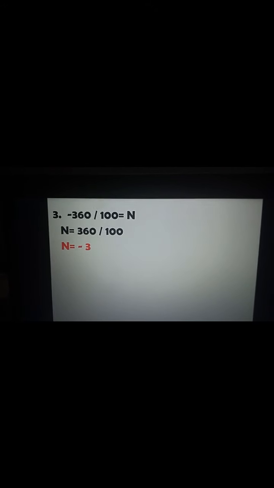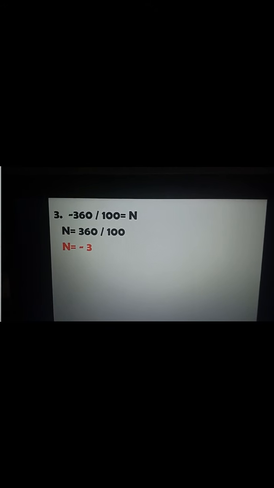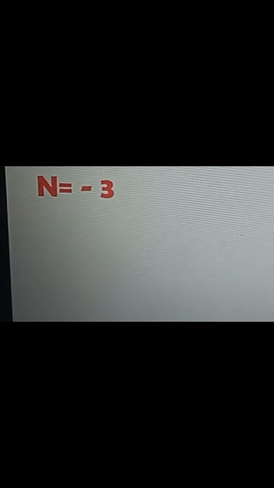Problem number 3. Negative 360 divided by 100 is equal to n. As we can see again, this is dividing integers. First, find the absolute value. The absolute value of negative 360 and 100 is 360 and 100. Copy the division sign. To find the quotient, we must divide the two numbers. 360 divided by 100, the answer is 3.6. Attach the negative, so the final answer is negative 3.6.